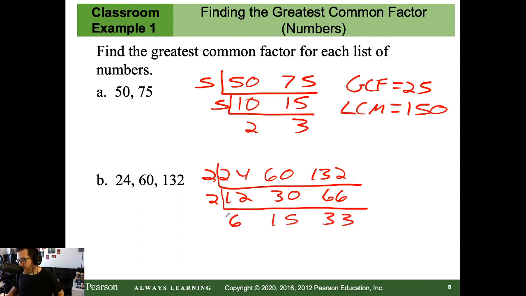And then hopefully you can see that the 3 comes out of here. That's 2. That's 5. That's 11. So then the only common factor that goes in all these is just 1. So the GCF here is going to be 2 times 2, which is 4, times 3, which is 12. And then again, if you want to find the LCM, you would multiply that by 2 times 5 times 11. So these are basically our little cake tiers. That's why it's called the cake method.